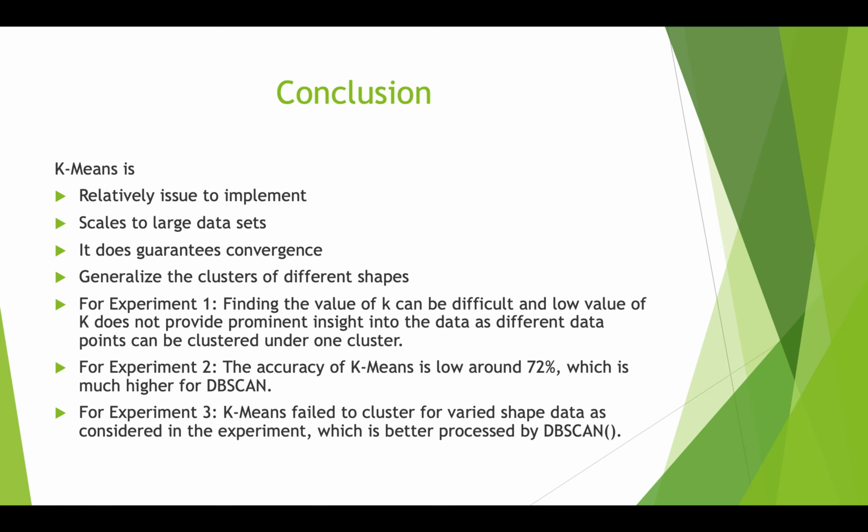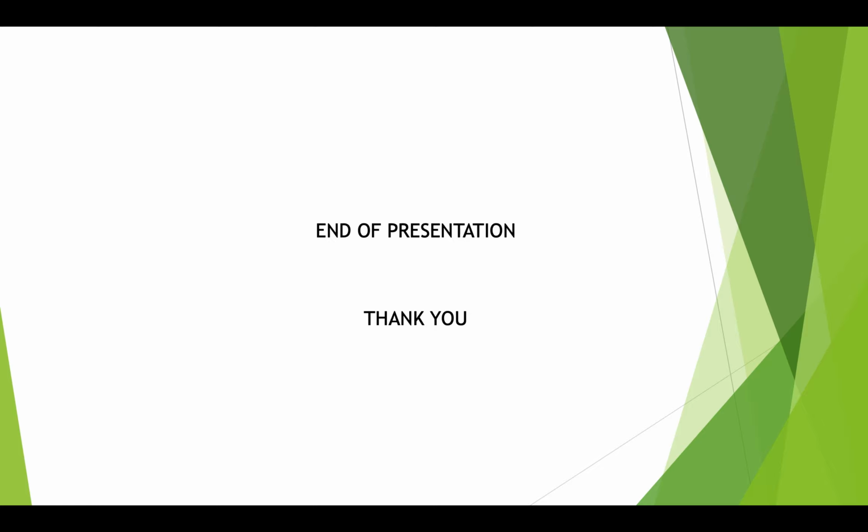For experiment 2, I think the accuracy was around 72%, and for DBSCAN, it was much higher. So accuracy is also lower for k-means. That can be a limitation for some applications where clustering is required. And for experiment 3, k-means was a total failure, and DBSCAN just outperformed at identifying the shape and the noise, and it was really great. Density-based clustering was really good with figures of varying sizes.